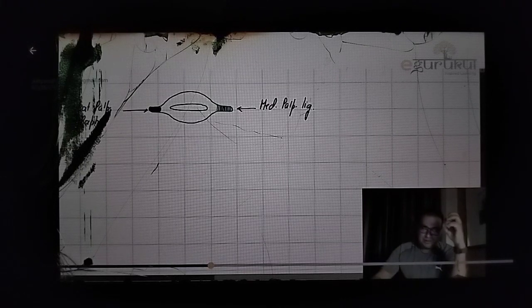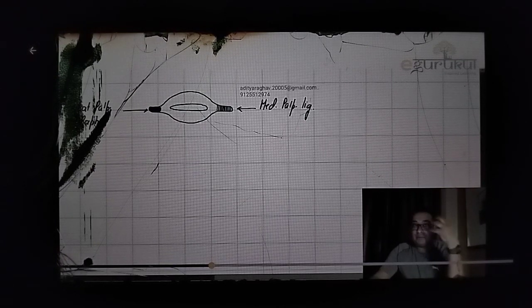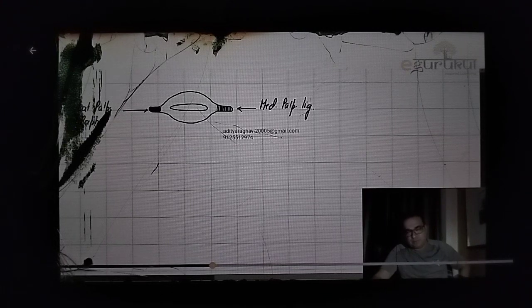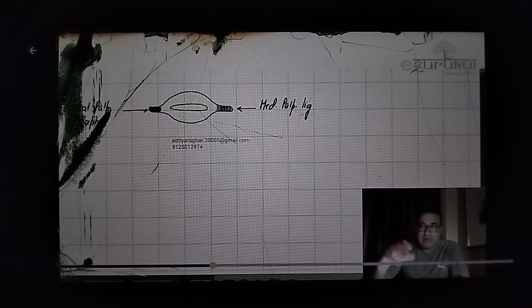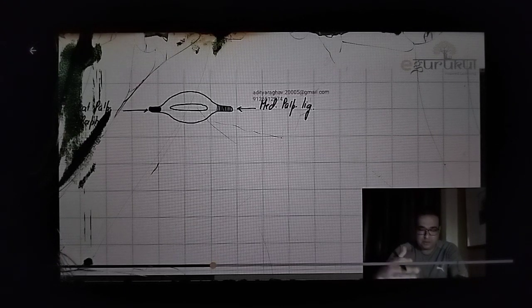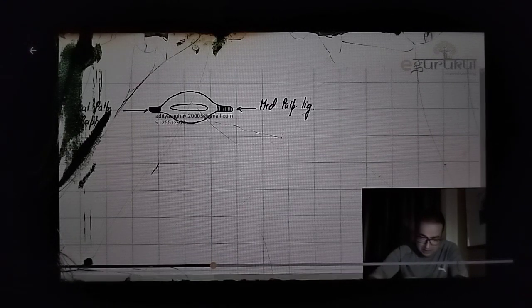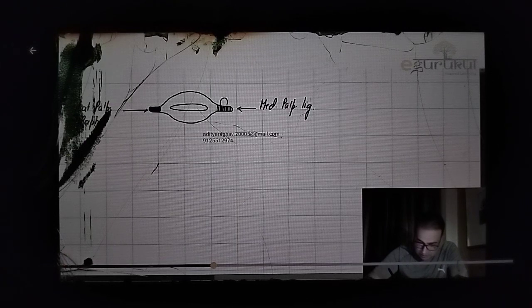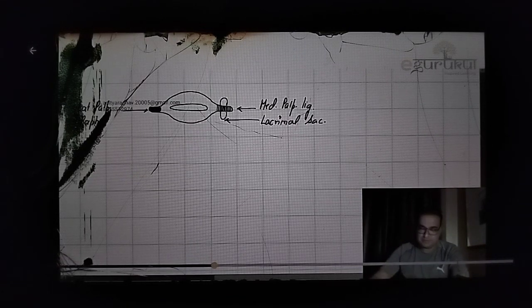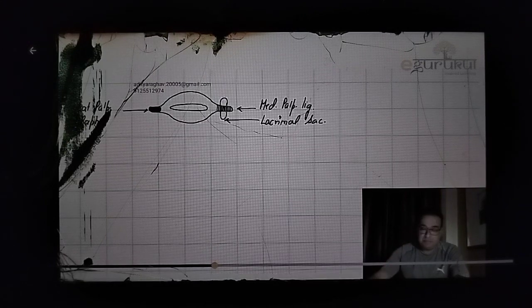The orbicularis oculi muscle has three parts. One part is called the orbital part. The outer ring is the orbital part. The inner ring is the palpebral part, which is actually in the eyelid, and the more inside one is the lacrimal part. Remember the lacrimal sac: when we discuss the lacrimal apparatus, you'll understand what it is. The lacrimal sac is present behind this medial palpebral ligament. I will discuss it in the next topic, the lacrimal apparatus.